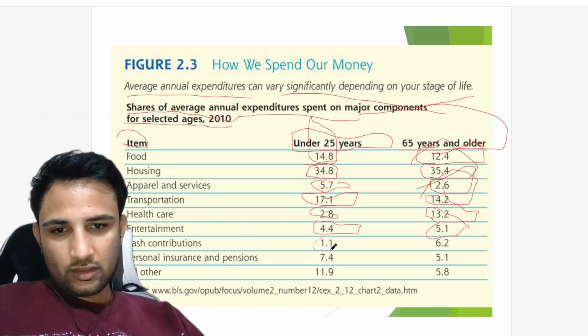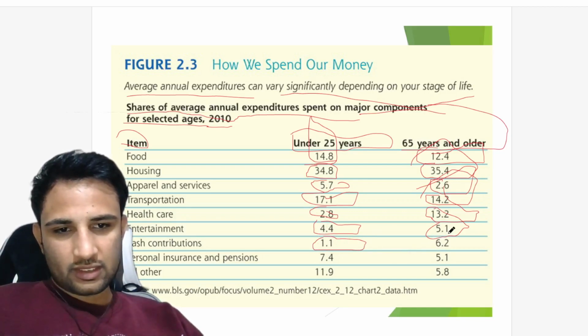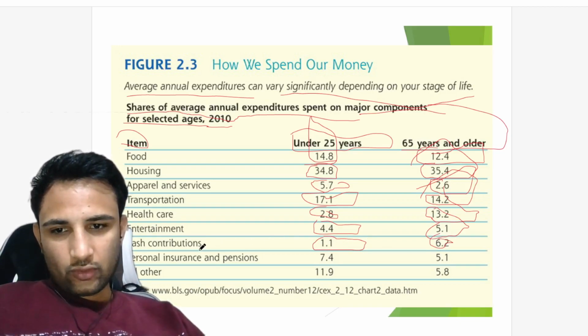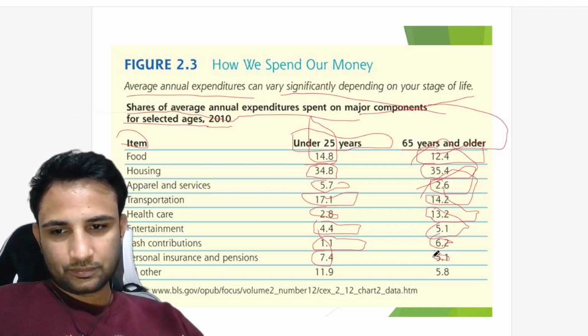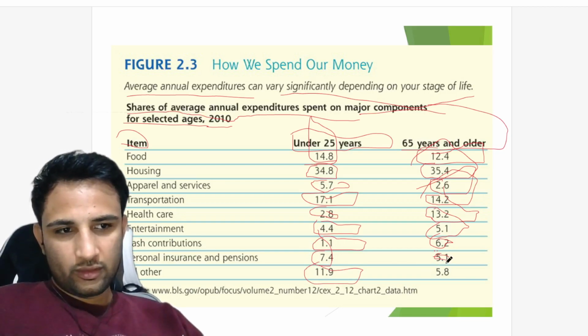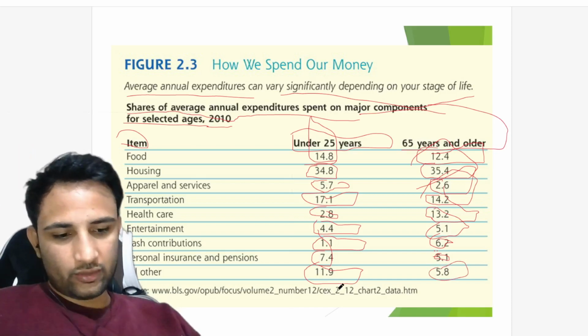For entertainment, the younger generation spends around 4.4%, and the aged population around 5.1%. For cash contributions, the younger generation spends around 1.1% and the aged generation around 6.2%. For personal insurance and pensions, the younger generation spends around 7.4%, and the aged population around 5.1%. And for all other expenses, the younger generation spends around 11.9%, and the aged population around 5.8%.